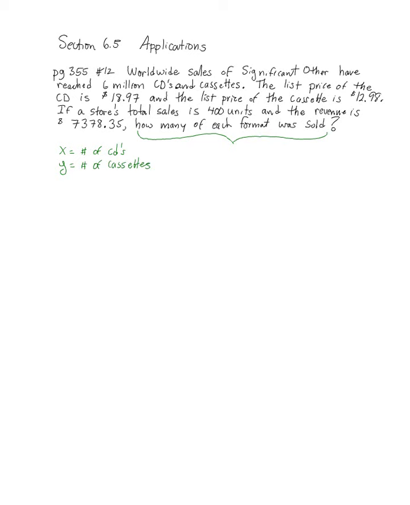If you're looking for two things, which we are in this case, you always need to have two equations. And so we got to go back through the word problem and look for our equations. Here's one of them. Total sales is 400 units. So X is really number of CDs sold, and Y is number of cassettes sold.